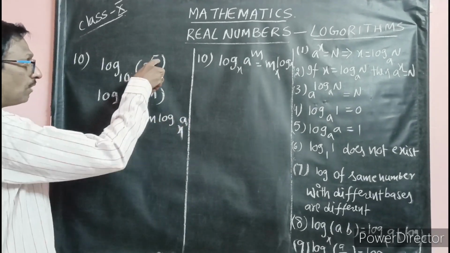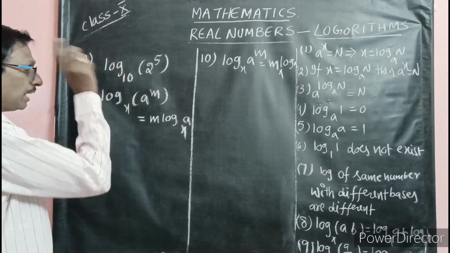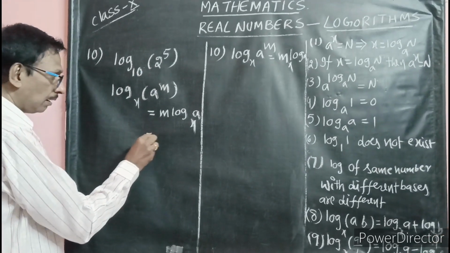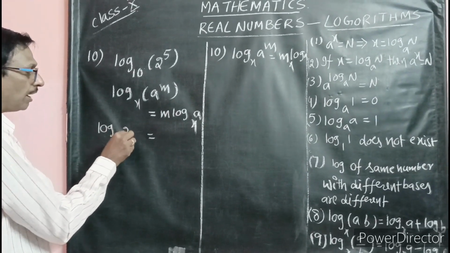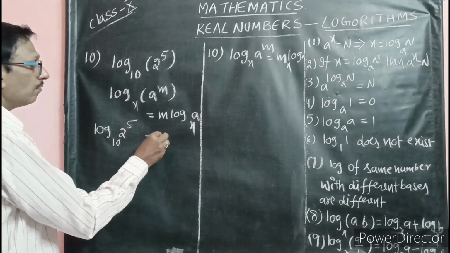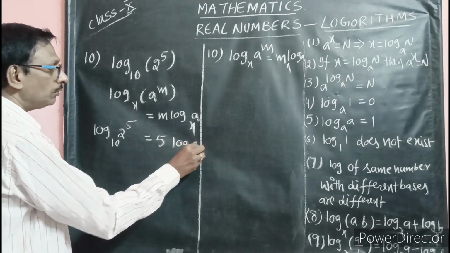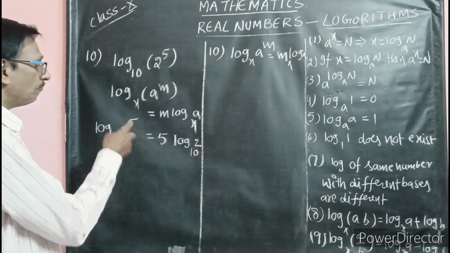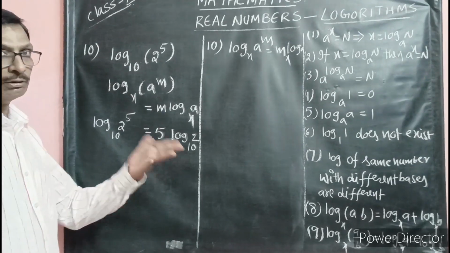ఇక్కడ m వాల్యూ 5 అవుతుంది, a వాల్యూ 2 అవుతుంది, x వాల్యూ 10 అవుతుంది. కాబట్టి మనకి ఫైనల్గా log 2 to the power of 5 to the base 10 can be written as 5 log 2 to the base 10. ఈ 5ని జస్ట్ ఇట్లా ముందుకు రాసుకుంటే మనకి ఆ ఫార్ములా వచ్చినట్టే.